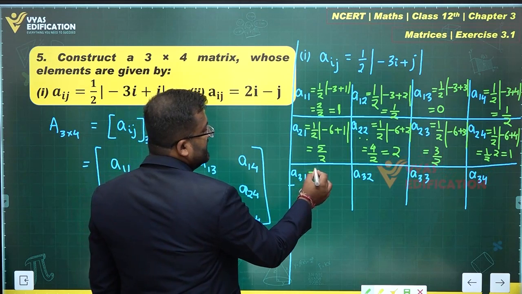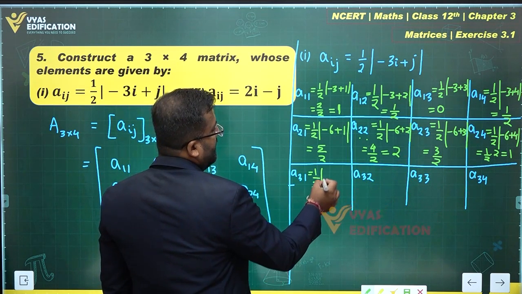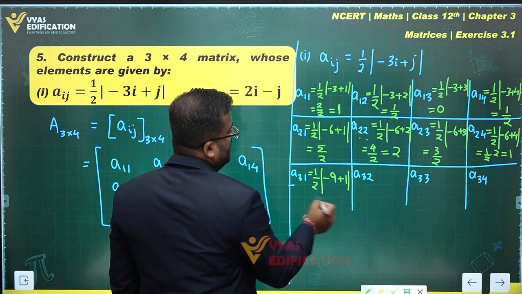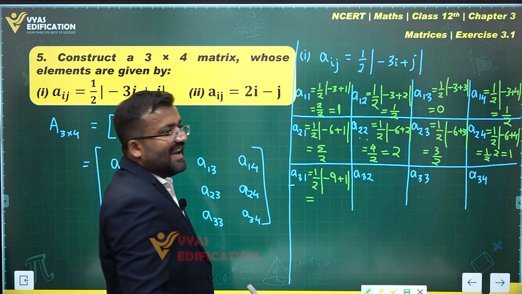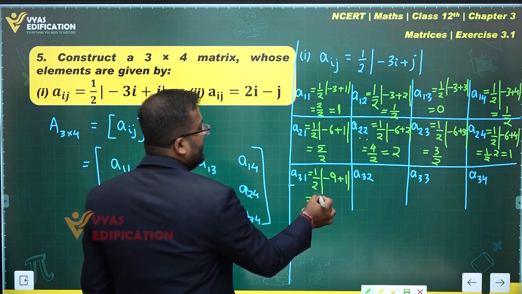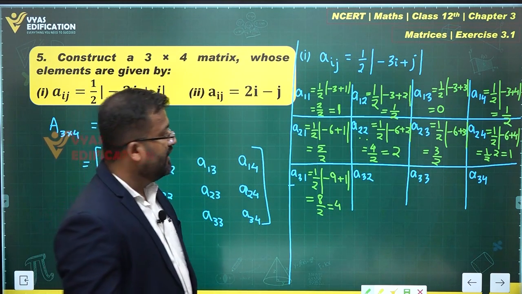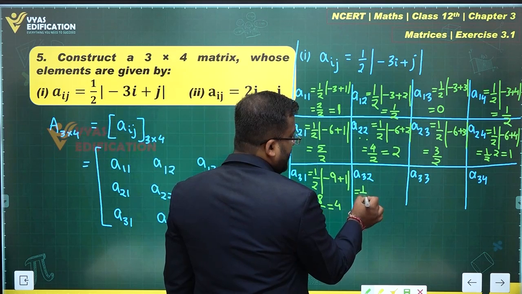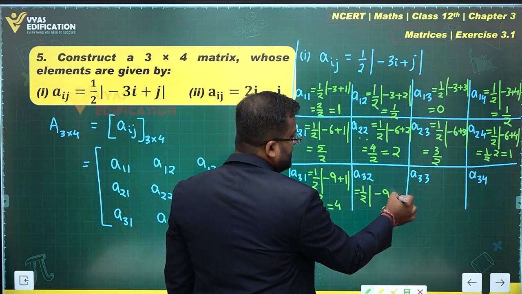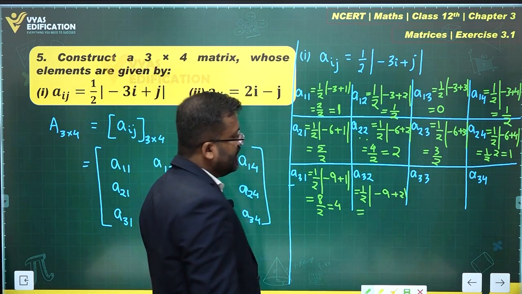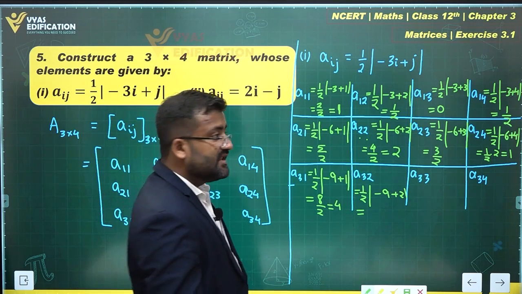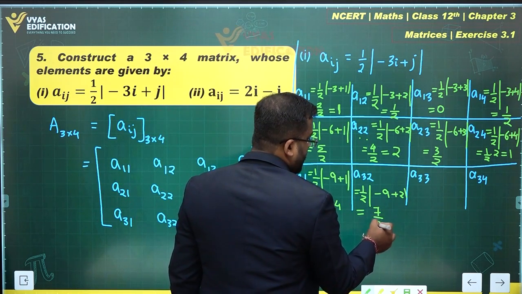A31. A31 is 1 by 2 modulus of minus 9 plus 1. What is this? This is actually minus 8. The modulus of minus 8 is 8 by 2, which is simply 4. What happens in case of A32? This is 1 by 2 modulus of minus 9 plus 2. This is equal to what? Minus 7 modulus, which is 7 by 2.